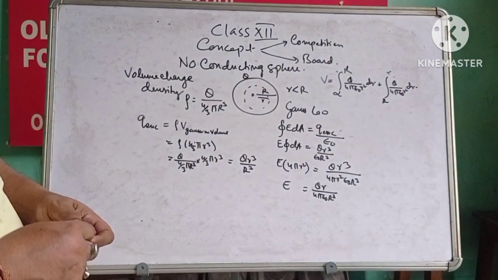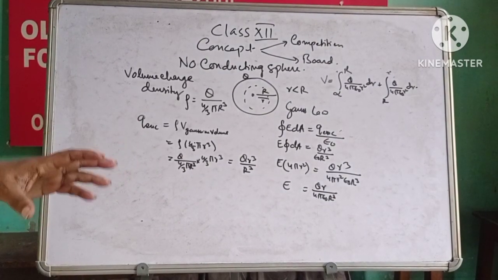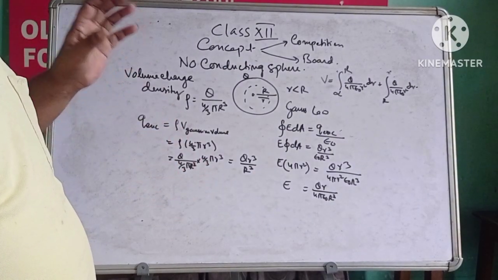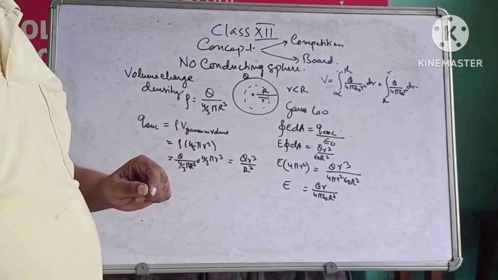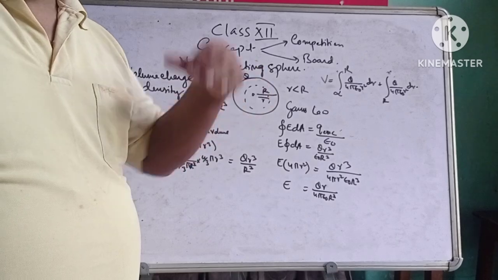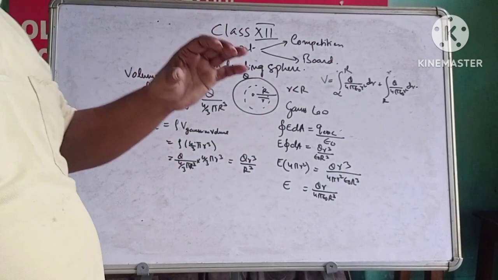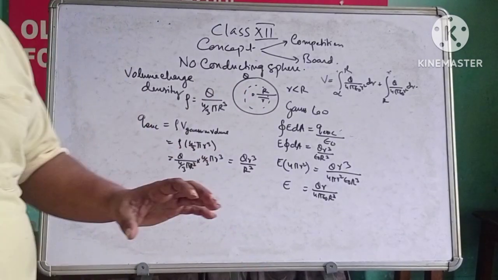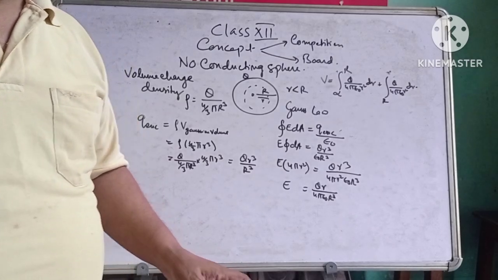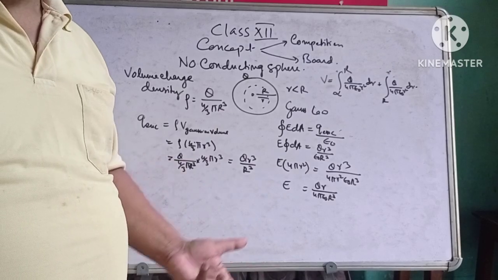So see the difference. When it is a conducting sphere, remember, there is an electric field on the surface of the sphere, and there is an electric field outside the surface, because the charge is considered as a point charge. But the electric field inside the sphere is 0. But there is a potential. That is, the potential on the surface is equal to the potential inside the surface. That means it acts as an equipotential surface. So no work is done.